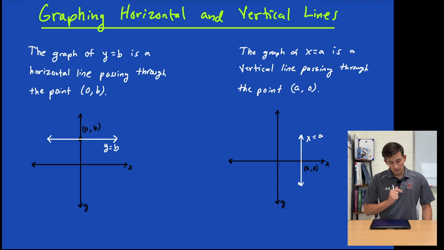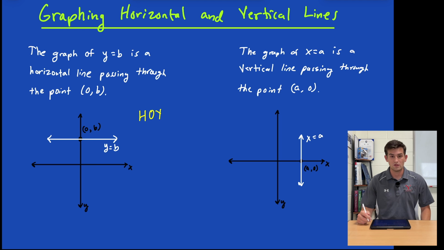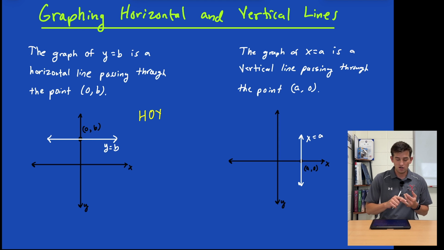One thing that I like to do with my students in class is give them an acronym to remember. For horizontal, I usually think of the word HOY. H-O-Y: H stands for horizontal, so that tells me what the graph looks like. The O is actually a 0, and that tells me what the slope of that line is, and we'll see that in the next video: the slope of a horizontal line is 0.